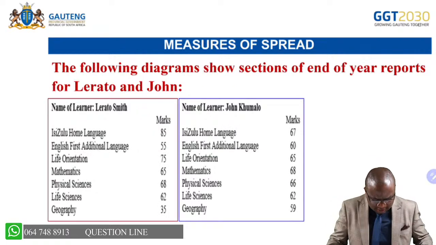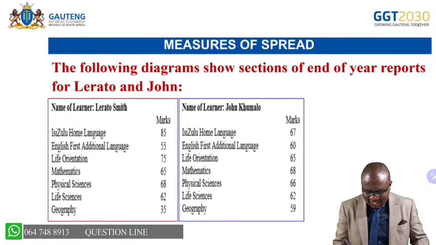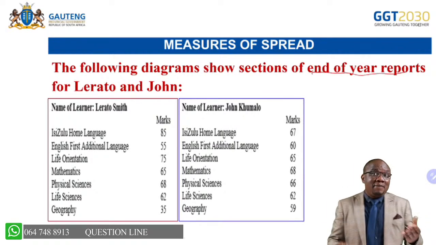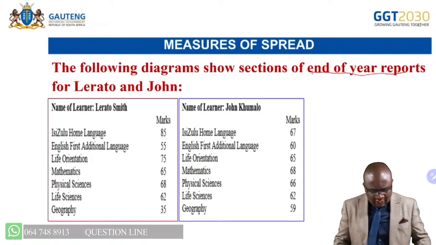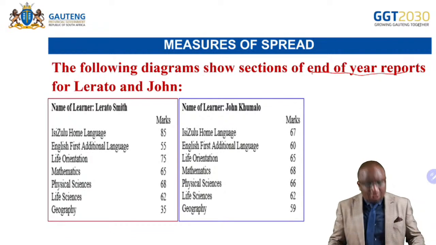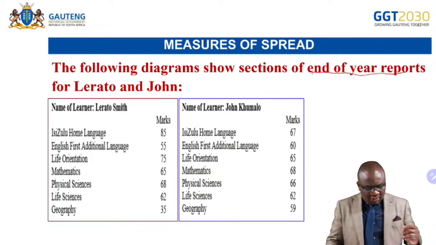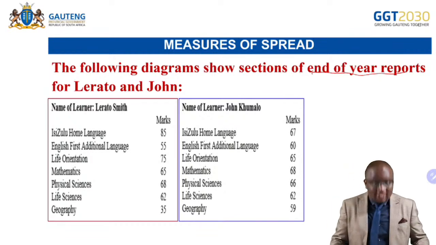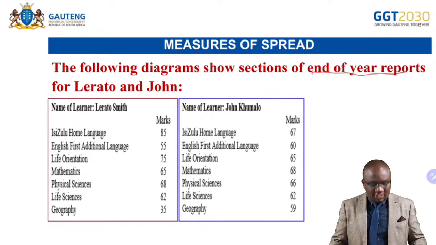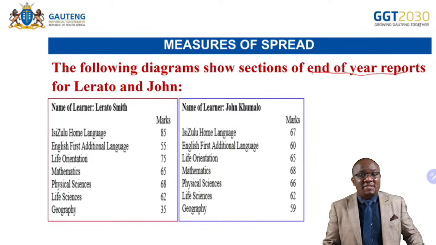Right. And then the following diagrams show sections of end of year reports. I think you're familiar with this. You have seen your reports. Your subjects may be different, but these are the 7 subjects that Lerato and also John are doing: isiZulu home language, English first additional language, life orientation, mathematics, physical sciences, life sciences, and geography. They are doing the same subjects.